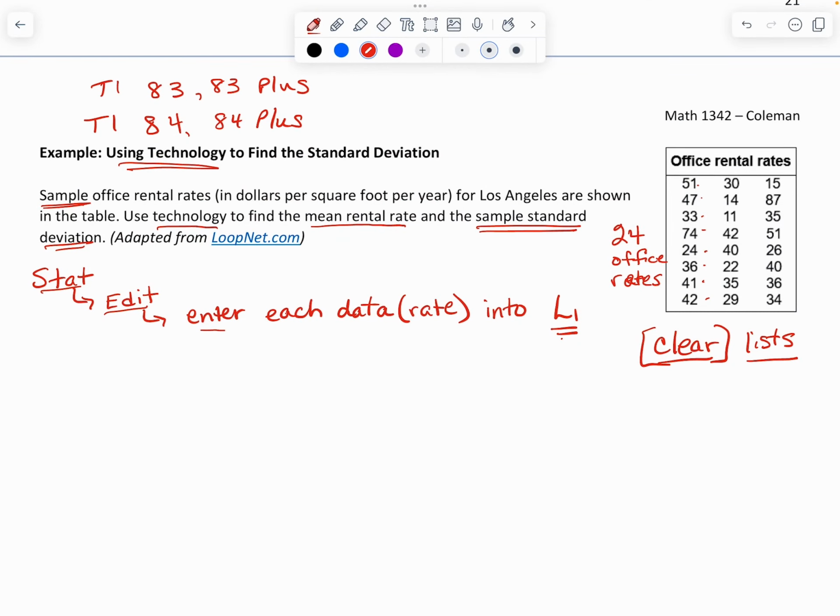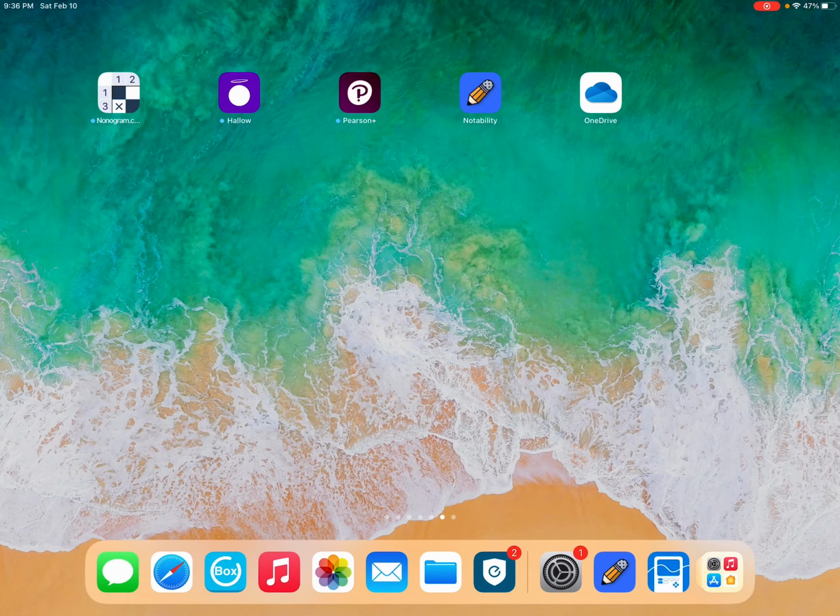All right, so we've entered our data. So this was step 1. Step 2, we're going to hit that same stat button. But instead of edit, because the data is already in there, I'm going to go over to calculate. I'm going to calculate something. What am I going to calculate? I'm going to go into the first entry, which is called 1 variable statistics. So 1 var stats.